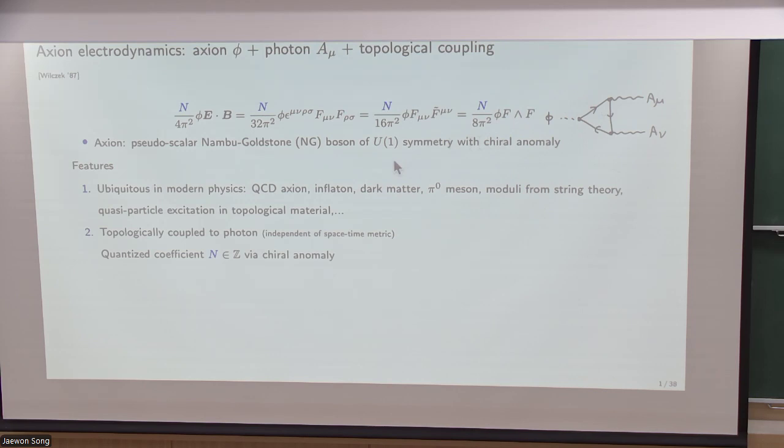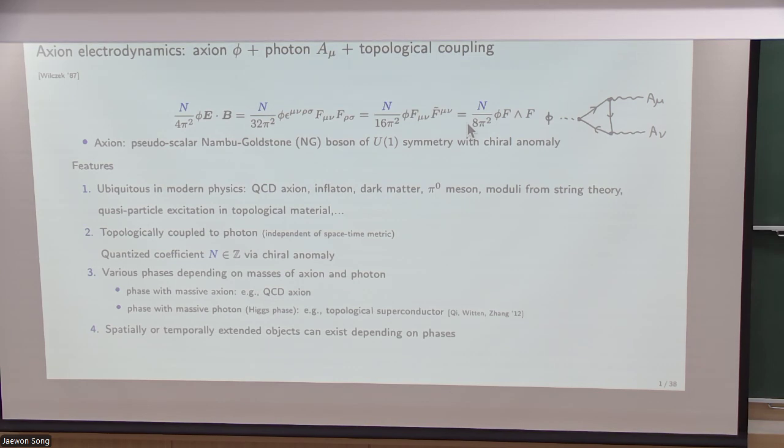There are several features in axion electrodynamics. One is that this system is ubiquitous in modern physics, such as the QCD axion in particle physics, the inflaton and dark matter in cosmology, the pion in hadron physics, the modulus field in string theory, and quasi-particle excitation in topological materials in the context of condensed matter physics. Another feature is that the axion and photon are coupled by the topological coupling. In particular, the coupling constant, the coefficient n, is quantized via the chiral anomaly.